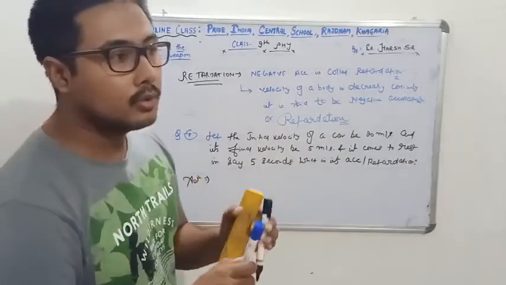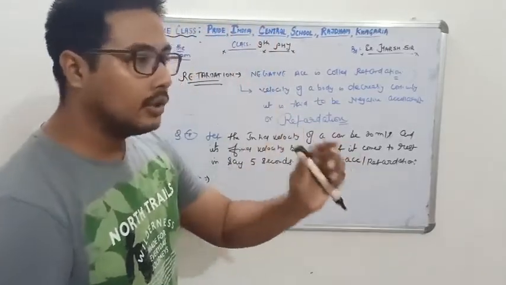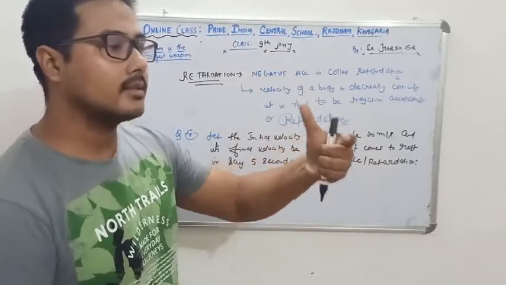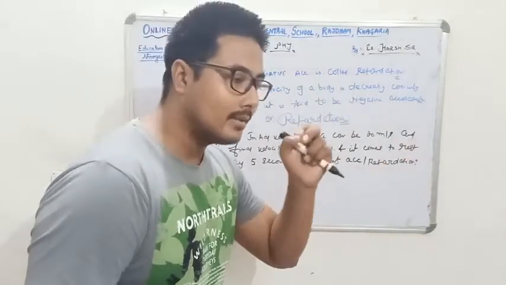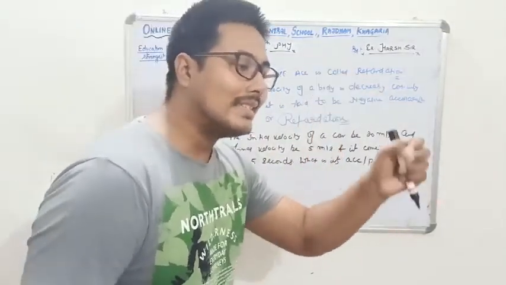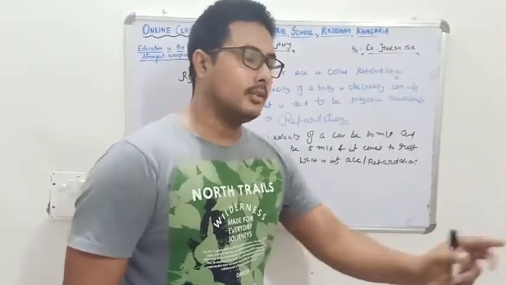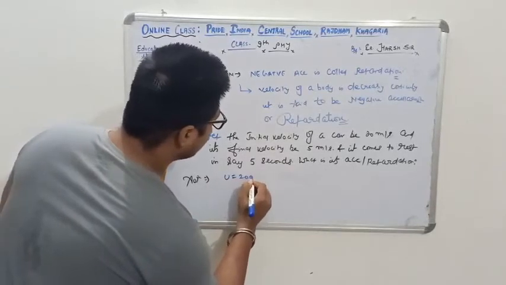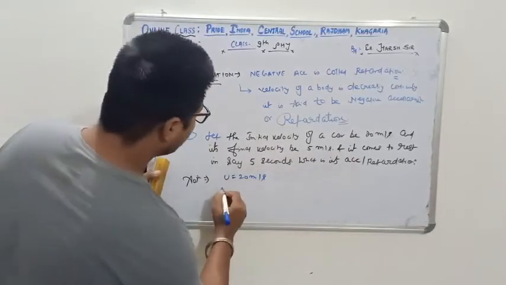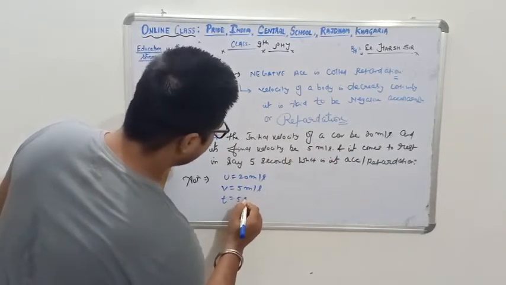As I already told you, first you need to write what all are the things given in the question. Very, very important. Even in a board examination, it's very important to write what are the things given. Think the person who is checking your answer sheet is a layman, he doesn't know anything, and you need to tell him about each and everything that you are trying to write in the answer sheet. So let the initial velocity of the car be 20 meter per second. So the initial velocity, which I represent by u, is 20 meter per second, and the final velocity, which I represent by v, is 5 meter per second. Time given, t, is 5 seconds.